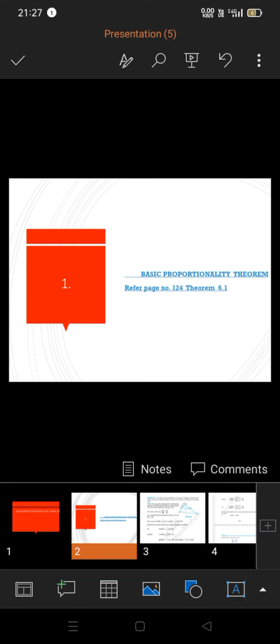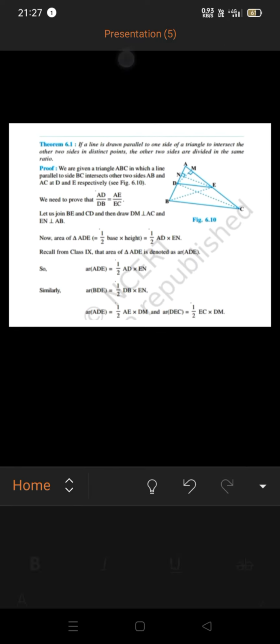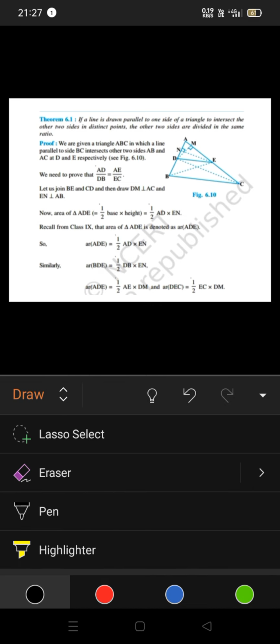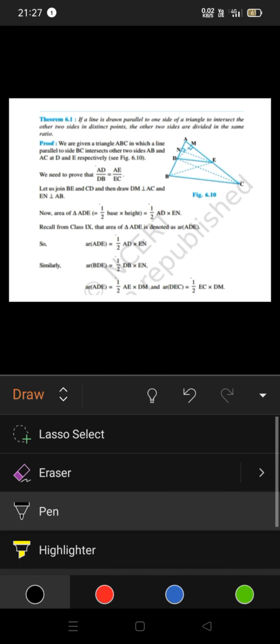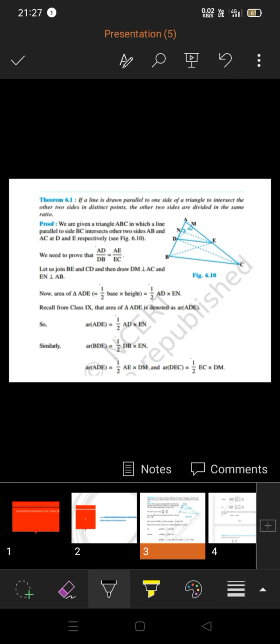The first theorem is the basic proportionality theorem. You can refer to page number 124, theorem 6.1 in the class 10th NCERT textbook for this theorem. The statement is, let us start: if a line is drawn parallel to one side of a triangle to intersect the other two sides in distinct points, the other two sides are divided in the same ratio.